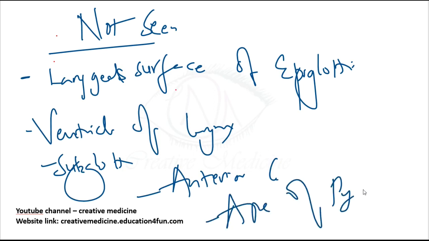So what are not seen? The laryngeal surface of the epiglottis, or infrahyoid epiglottis, the ventricle of the larynx, the subglottis, the anterior commissure, and the apex of the piriform fossa are not seen. That is, the laryngeal surface of the epiglottis, infrahyoid epiglottis, ventricle of the larynx, then anterior commissure, subglottis, and apex of the piriform fossa are not visualized.